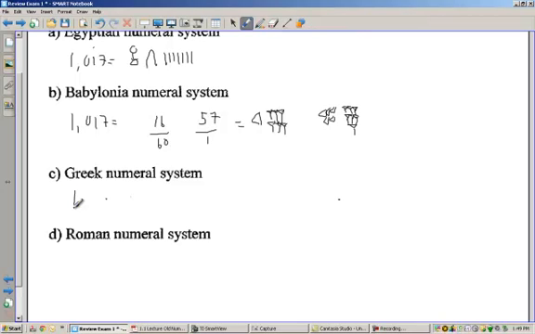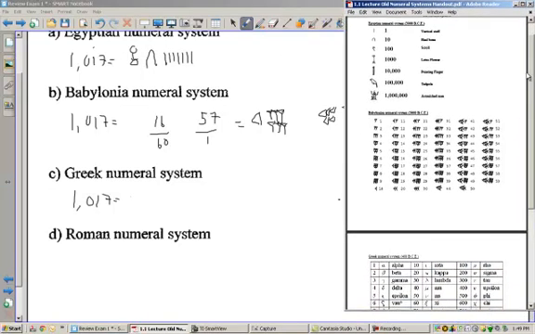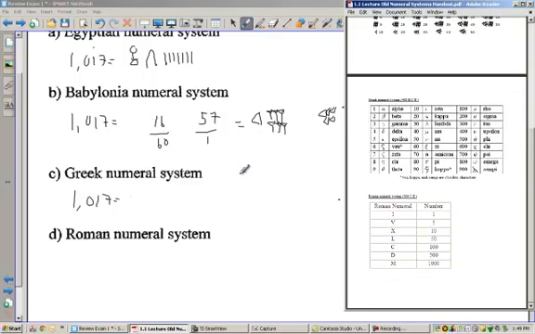Now in the Greek numeral system, again, I have 1017. So to do this, you can pull up the Greek numeral system. You can work from left to right. It doesn't matter, right to left. I'm going to do left to right. So I have this 1, which isn't one thing, but 1,000. So I remember ones, tens, hundreds, and then I repeat to get the thousands.